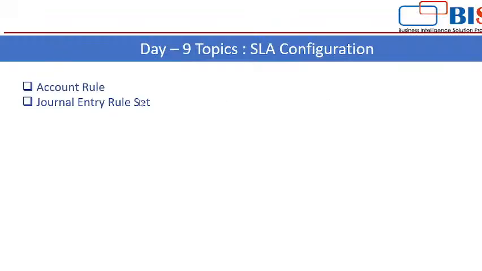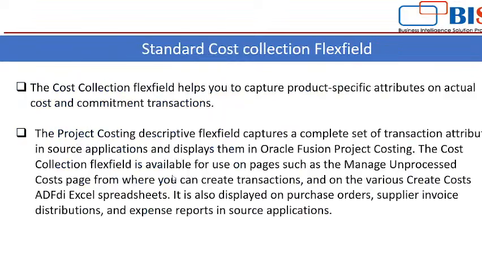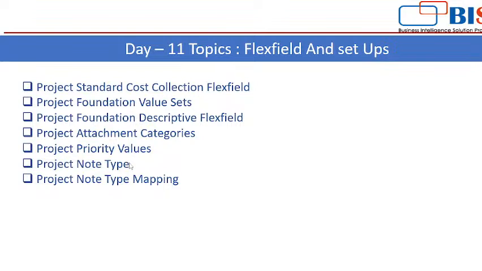So in today's session we have seen what the standard cost collection flex field is. Then we have seen, if you want to track the project on some additional criteria, then you have to create the value set as per your own business requirement, and then in the descriptive flex field you have to assign that value set. If you want to display some additional information at the project or task level, you can create the value set, and then you can create the segment using that value set.